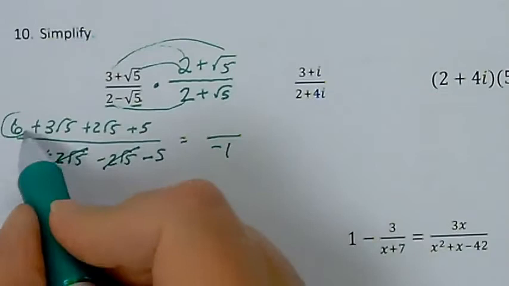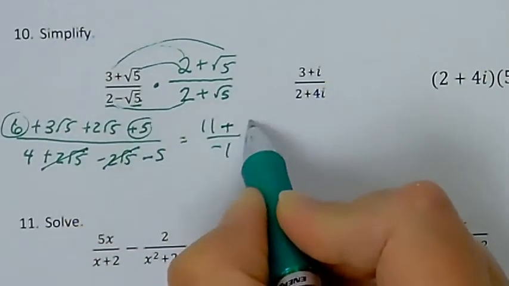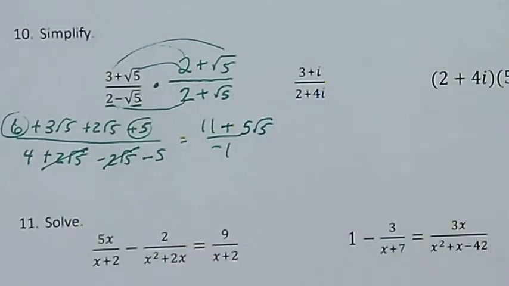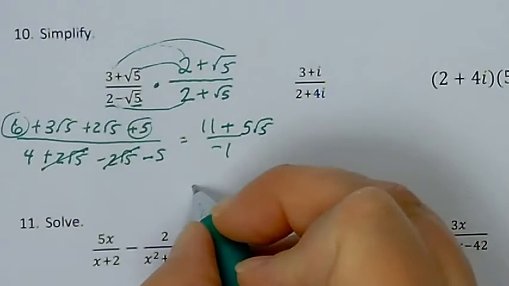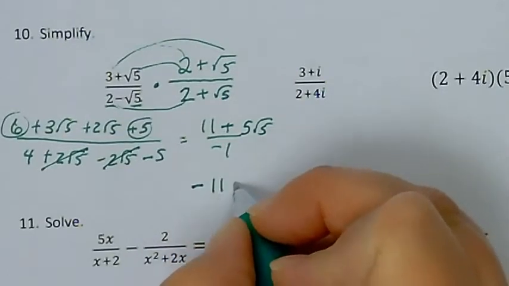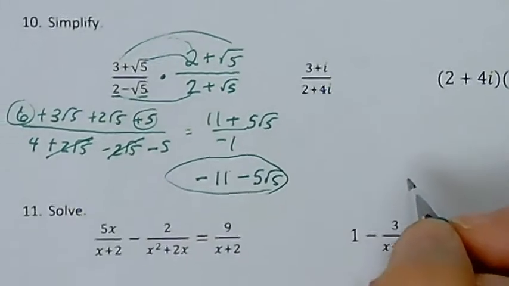And then this would be 6 plus 5, which is 11, plus 5 square root 5. So it could be written like this, or you could move the negative up with the top and have negative 11 minus 5 square root 5. Those would be the same answers.